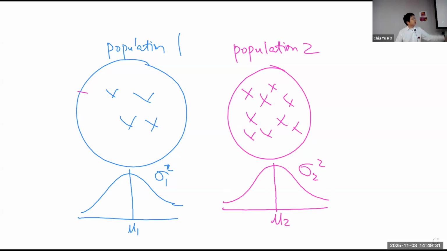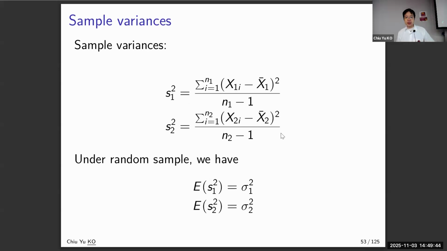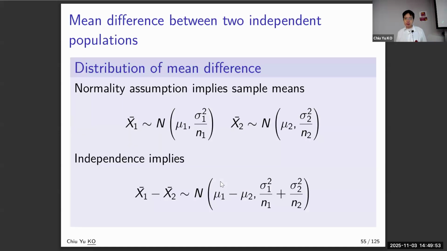And these are all the examples. Everything we have for the one sample case works as well. What does the sample mean? What is the sample variance? And these sample variances are unbiased estimators. And everything is for normal.